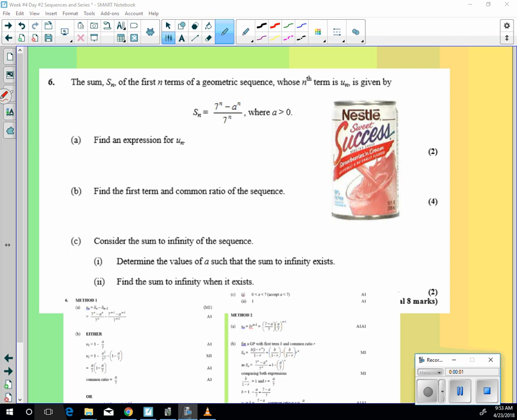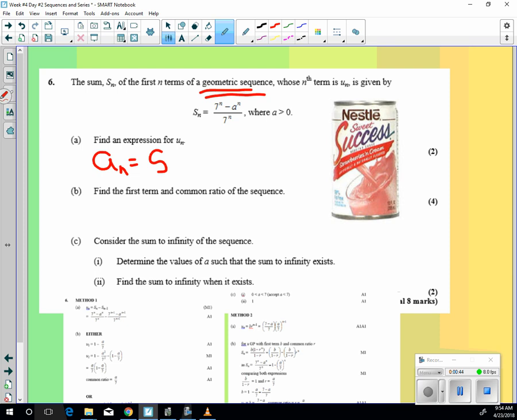Number 6, find an expression for u. Now this is the sum equation. So the sum equation for geometric, right? The first n terms of a geometric are given by... And so what we know for a sum is going to be a of n plus 1. Oh, let's see. I want to do it this way. I want to do a of n, right? Yeah, a of n is going to be the sum of the second one minus the first one.